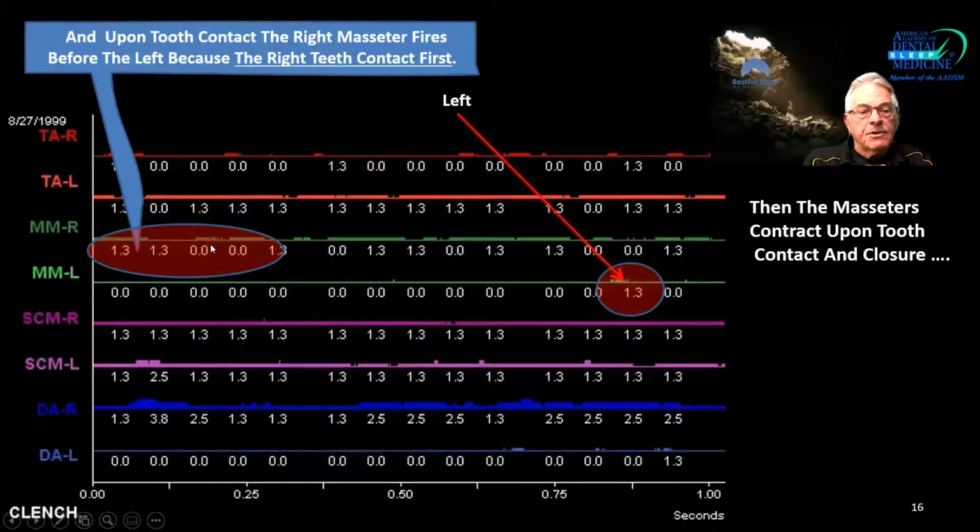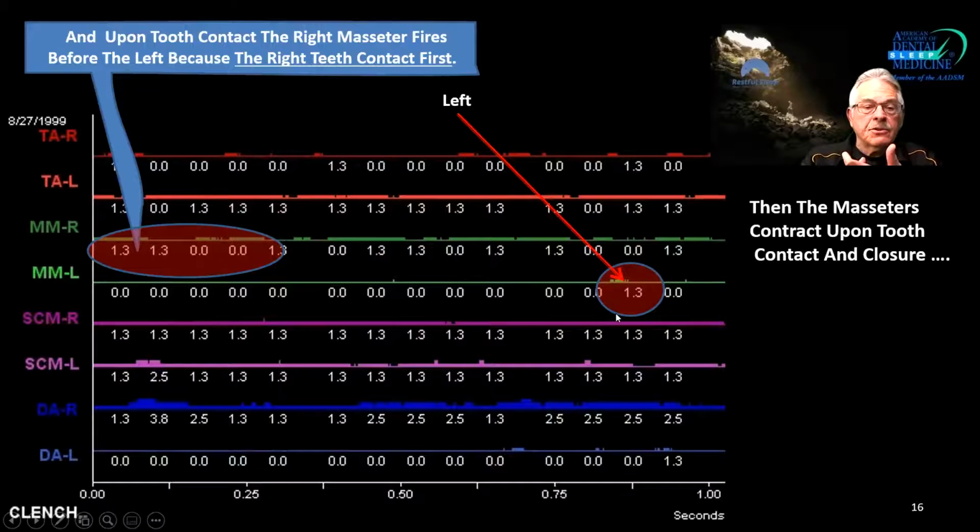Each one of these numbers is 250 samples from the muscles. And you can see here is where the left temporalis fires. The right masseter is pretty much not that far behind it. But if you look at the left masseter, it is. So the right masseter fires before the left masseter does. That tells us there's tooth contact first on the right side, then on the left. Probably insignificant. Again, at this point, we're looking at a 1 second time window.